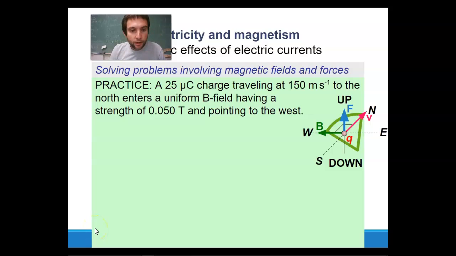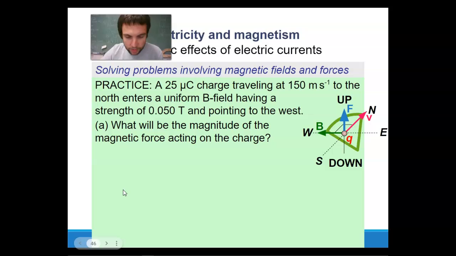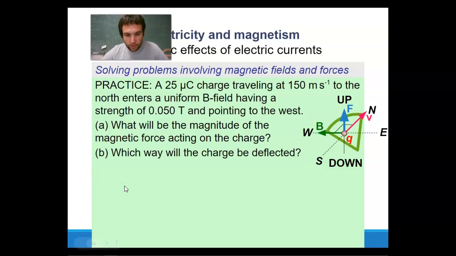Let's try some practice. We've got a 25 microcoulomb charge traveling at 150 meters per second to the north, entering a uniform B field with a strength of 0.050 Tesla, pointing to the west. What will be the magnitude of the magnetic force acting on the charge? So we're looking for the magnitude of the force acting on the charge. And which way will the charge be deflected?